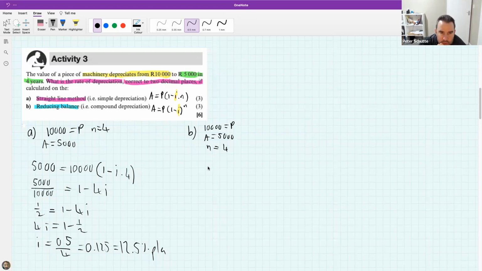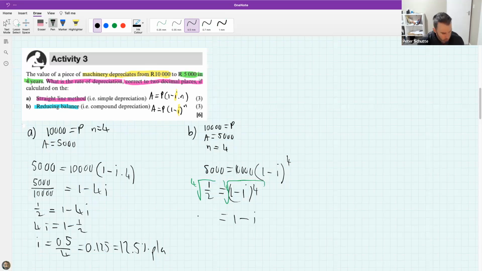Let's see what we do for this next one. So we know this is 5,000. This is 10,000, 1 minus I, and this is going to be 4. But now we divide both sides by 10,000, and we end up with a half is 1 minus I to the power of 4. And the trick to get rid of the power of 4 is we have to take the fourth root, in which case we get 1 minus I on this side, and we get some rather random number here.